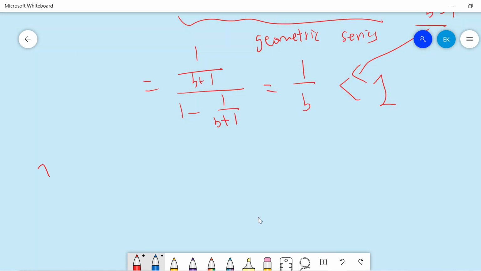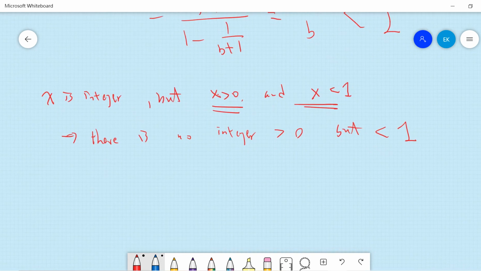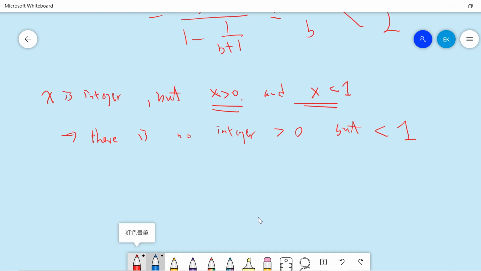So we showed that x is an integer, but x is larger than 0 and smaller than 1. But there is no integer larger than 0 and smaller than 1. That means our assumption is not correct. So basically, we have proved that e is an irrational number.